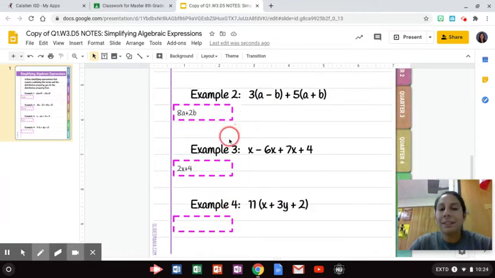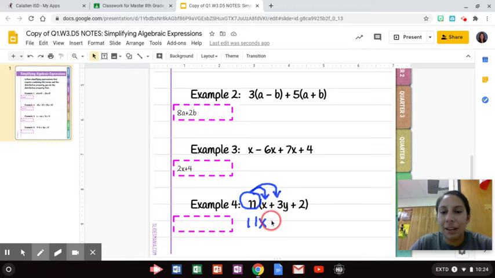Okay, the last example, example 4, we have an 11 on the outside. So same process, distributive property, 11 times my x, that's 11x. 11 times our 3y, that's going to be positive 33y. And then lastly, we have 11 times 2, which is 22.